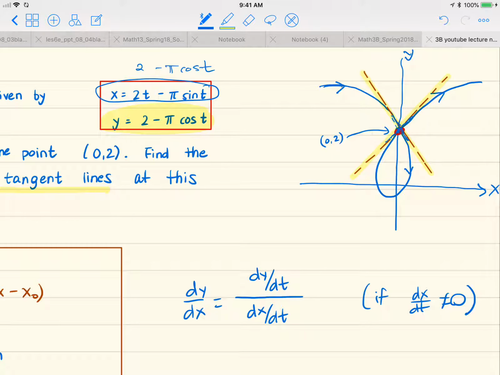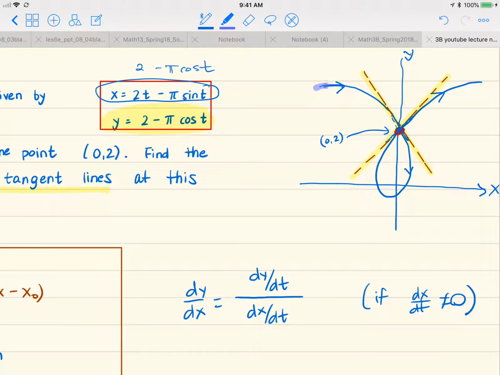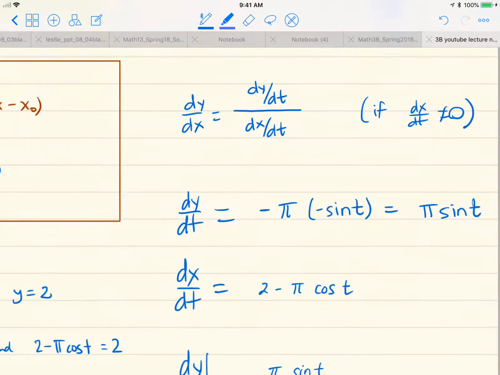So we start off going here. This is the direction of the particle. Bam, it crosses through the point (0, 2). There is a tangent line right now, and that tangent line has a slope, okay? And now the particle keeps traveling, and it passes through again. And so now we've got our second dy/dx. Okay, so that's kind of the idea.